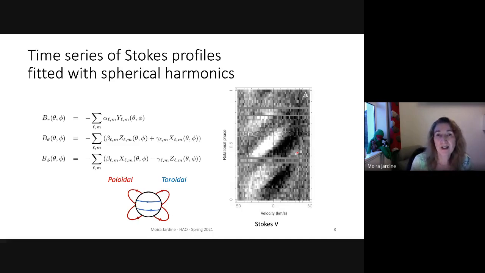We fit this data with spherical harmonics. So the Stokes signatures are fit by these three coefficients, alpha, beta, and gamma, which you can combine to form the three vector components of the magnetic field at the surface of the star. Now, as I've written underneath here, these two components describe the poloidal component of the field, and these terms describe the toroidal component. And I've made a little cartoon here to illustrate these two.